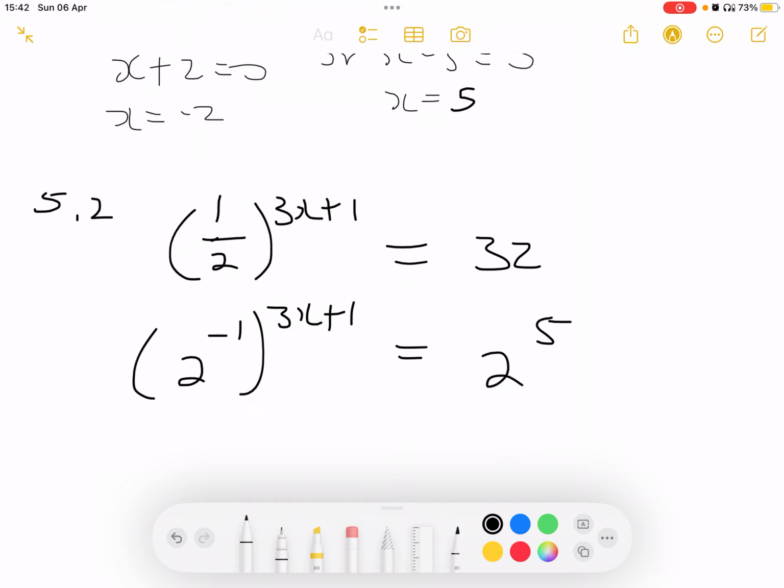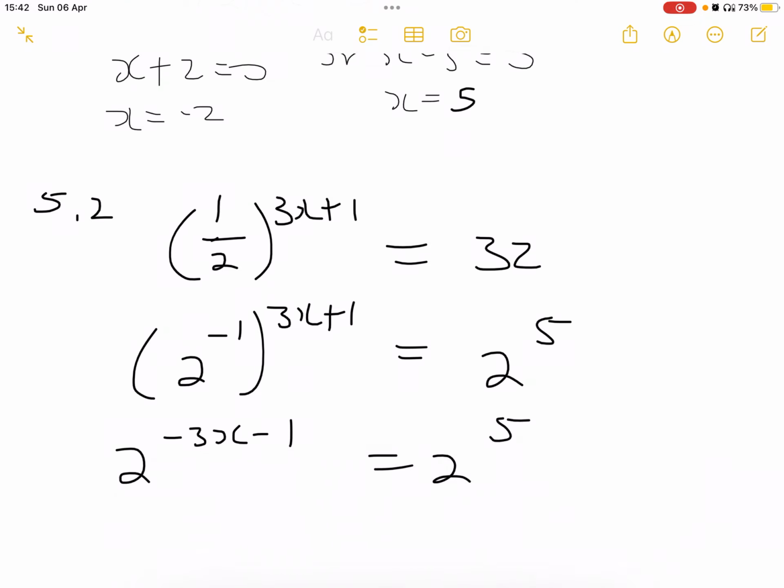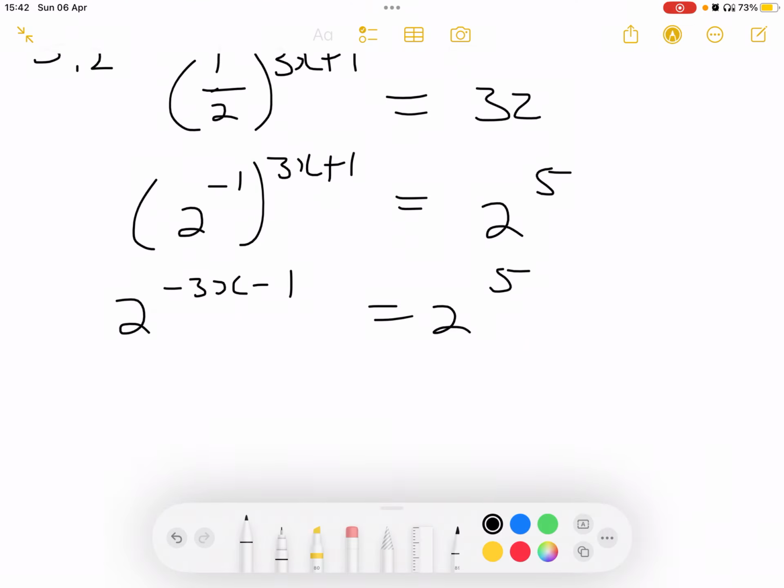Right, now we have to apply law number 3. So this becomes 2 to the power of negative 3x minus 1, which is equal to 2 to the power of 5. And now that the bases are the same, check out more videos of ours that explain the importance of a base. Now that the bases are the same, it means the exponents are equal.